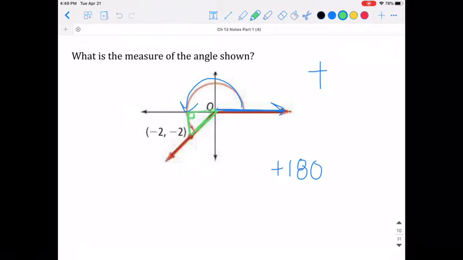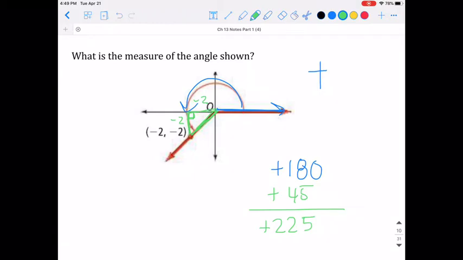Again, like in the last problem, we moved negative 2 units along the x-axis and negative 2 units on the y-axis. This creates an isosceles triangle, which means our other angles are both 45 degrees. So in this case, we have to do 180 plus 45, which is going to give us a total of positive 225 degrees. It's very important that you show your sign here so we know which direction we're going, either clockwise or counterclockwise.